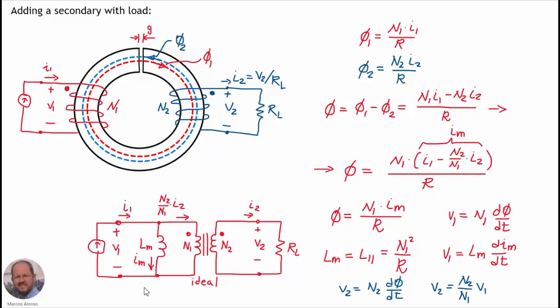Note that with this model we are assuming that all the flux in the core goes through both windings, so there is no leakage flux. In this model, as we know, we are not including this effect. In order to include the effect of the leakage flux, we know that we have to include here in series, and also in series with the secondary, the leakage inductances. But this is not the point of this presentation today.